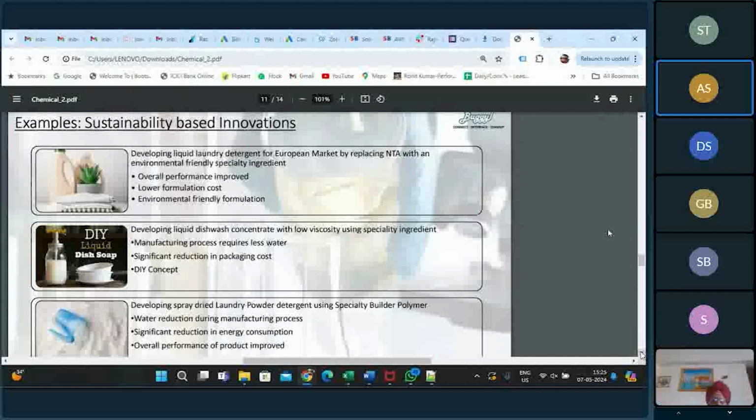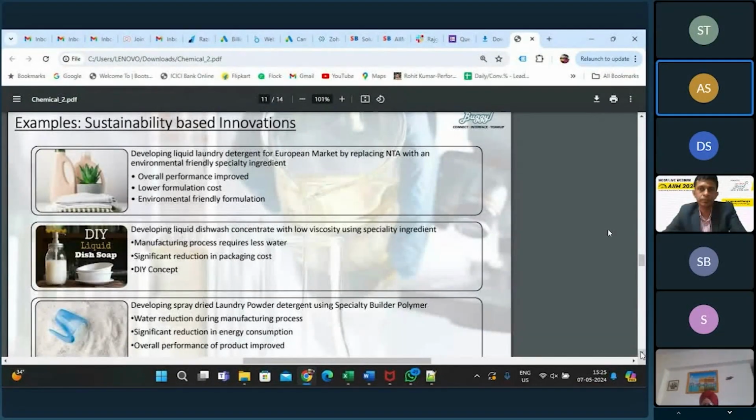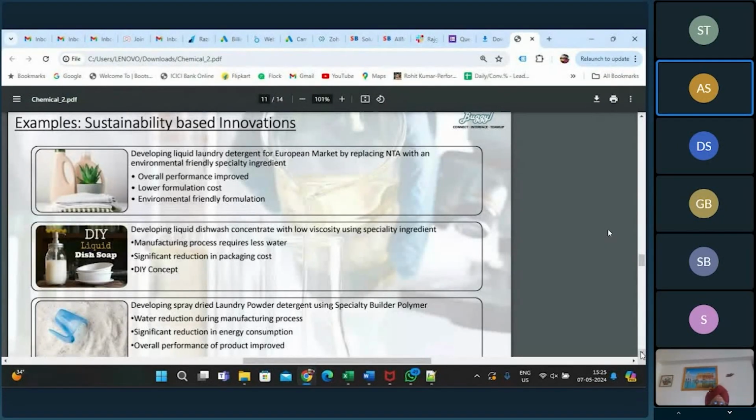Okay, I will not get into very much detail, but I will just give you a little idea of what NTA does. When it is added in a detergent, it will take care of the hard water. It is one of the best performing builders known. But being a bulk chemical, a regulation came up for the European market that they have to replace NTA, and we were not supposed to increase the cost of the formulation. The product also should perform equally well.